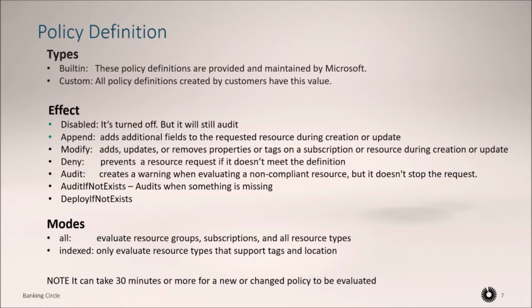We also have audit, where we can actually audit what is compliant and what is not compliant. Audit if not exists, more or less the same thing. We also have something called deploy if not exists, and this is where you can deploy something to your resource that is missing. So the policy can see that something is missing, and it will then go and add the missing component. You need to create a template to do this. It's quite complex. I haven't tried it myself, but it is there if you wish to do it. We have two modes, one called all and one called indexed. Don't worry too much about this. You'll just see it in the code, and it's worth understanding that there are two there.